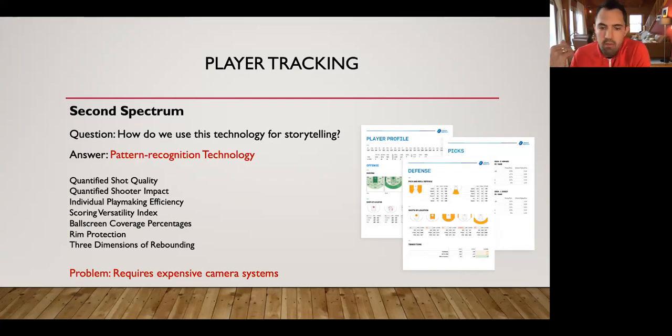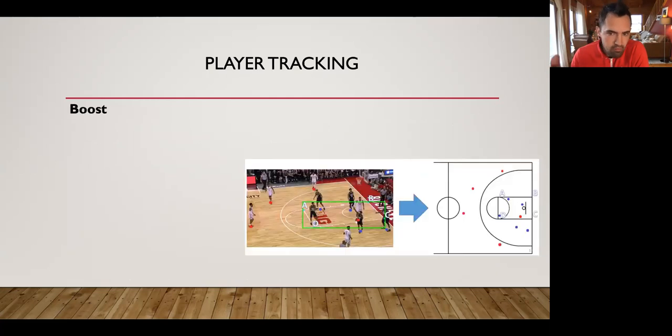So even with a huge subsidy from the NBA, very expensive, even for an NBA team, this technology and the camera systems and all that stuff. So it's not really available for people that don't have a lot of money. So there are a few people trying to solve that problem. And one of the kind of industry leaders right now is a company called Boost.